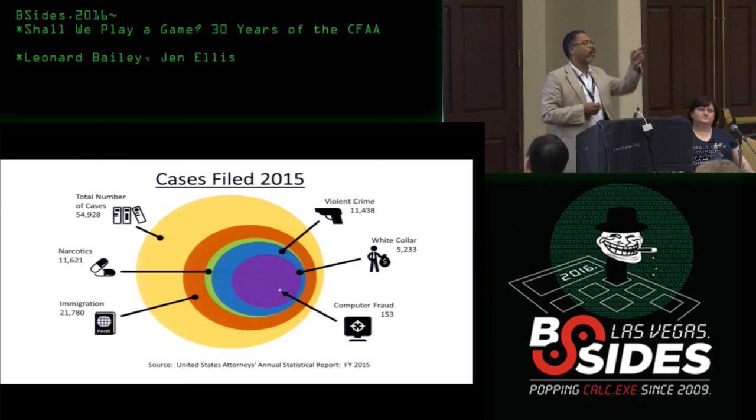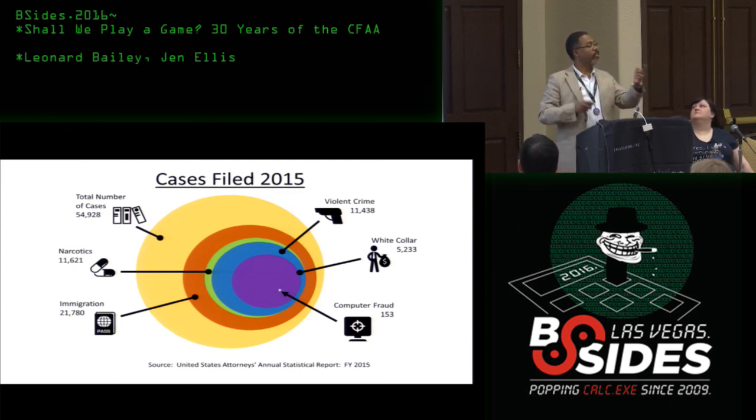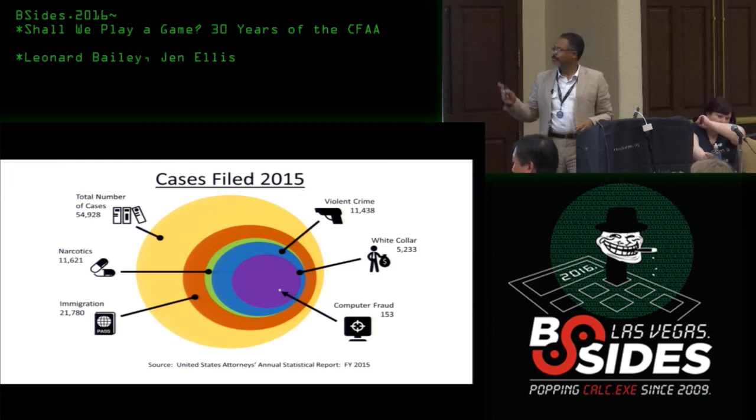Yes, sir? Just a question before you dive into it: are there degrees to CFAA, and if there are not, should there be, like, is there first degree, second degree? Yes, there are misdemeanors and felonies. That'll be, I think, the next slide, the one after that. So yes, I'll get to that.